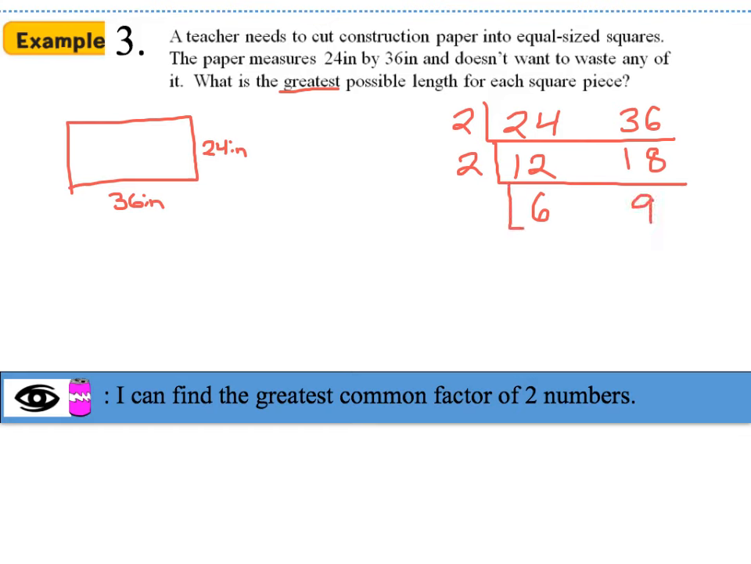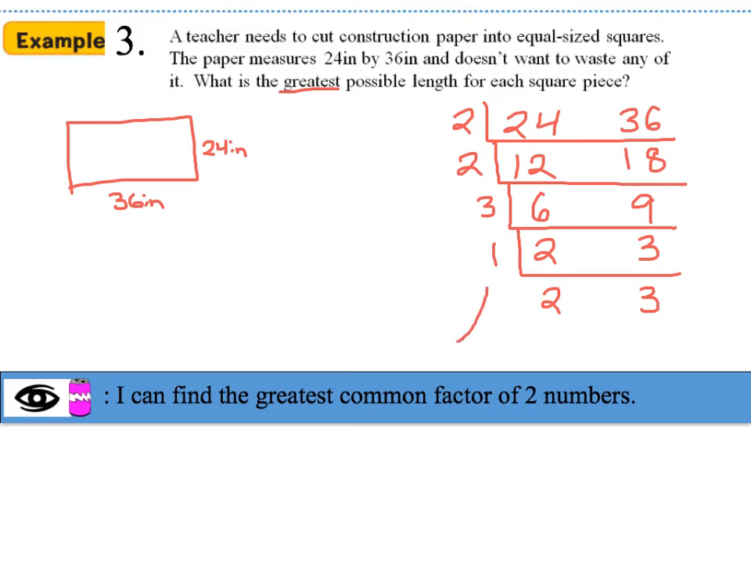Let's add another layer to our ladder, and the number that goes into 6 and 9 evenly would be 3. 3 goes into 6 twice, and 3 goes into 9 3 times. Let's add another layer to our ladder. What number goes into 2 and 3 evenly? The only thing I can think of is 1. 1 goes into 2 twice, and 1 goes into 3 3 times.